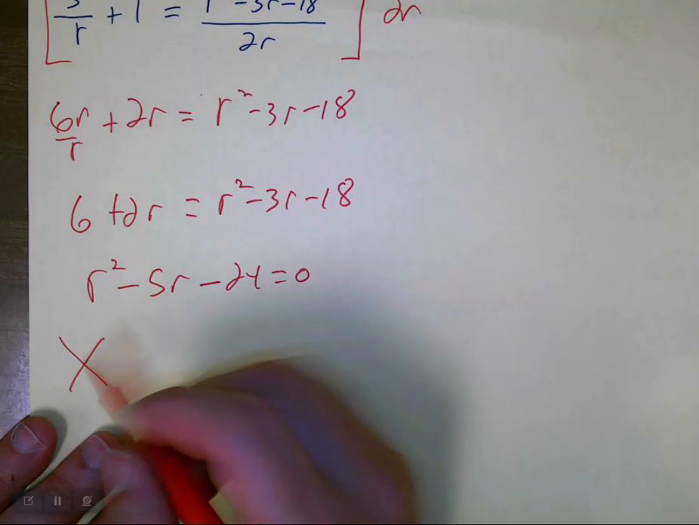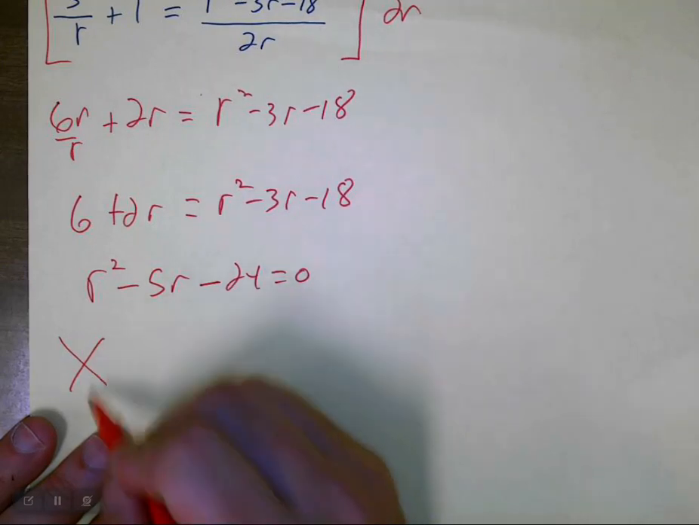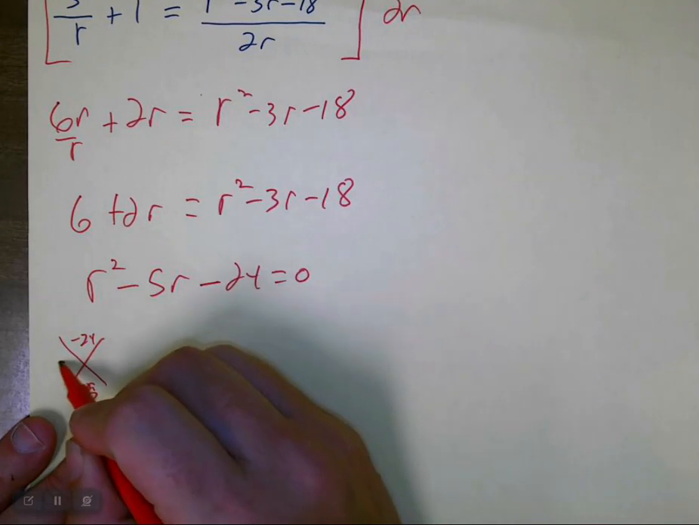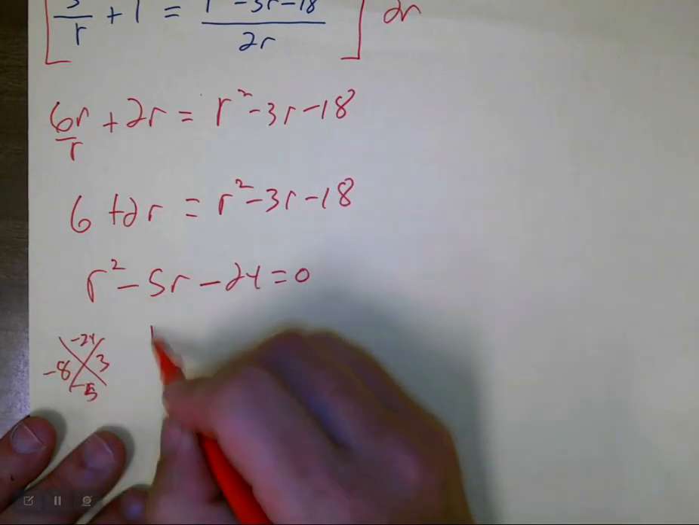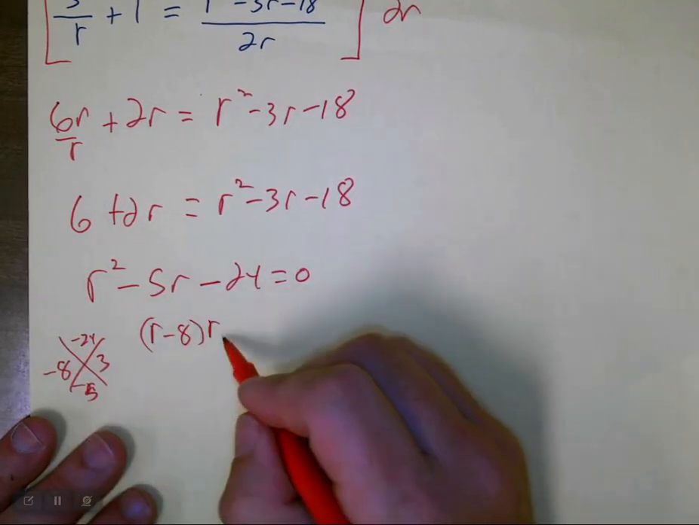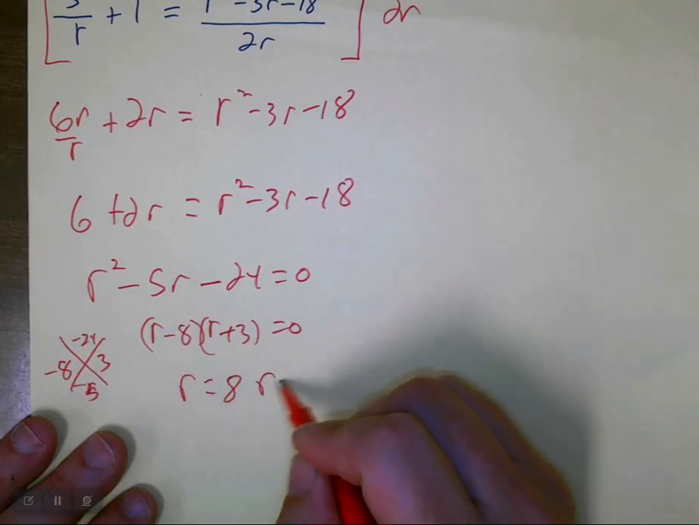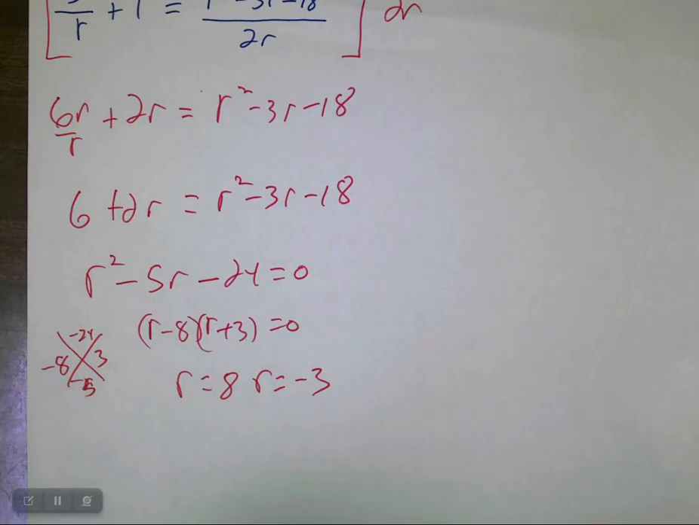Factor that bad boy. What is that? Negative 24 and negative 5. What was that? Negative 8 and positive 3. So r minus 8, r plus 3 equals 0, r equals 8 and r equals negative 3. Don't forget to check those. I already did, so they both work.